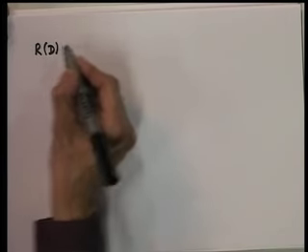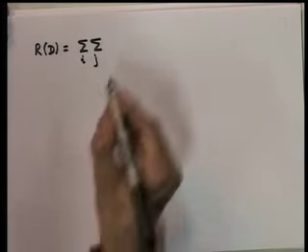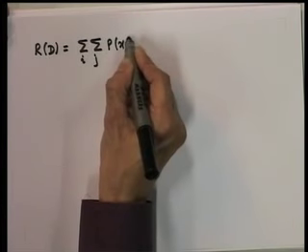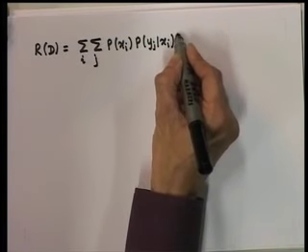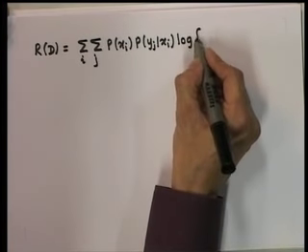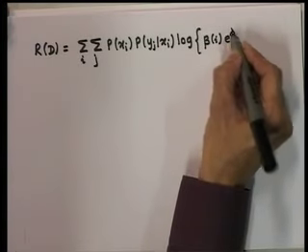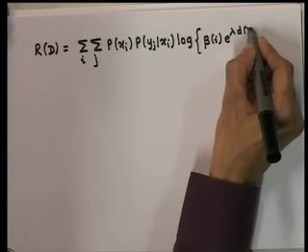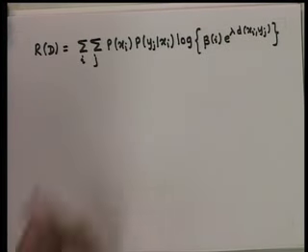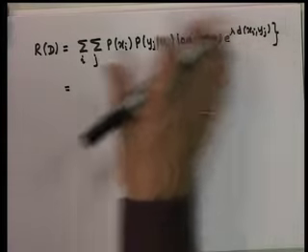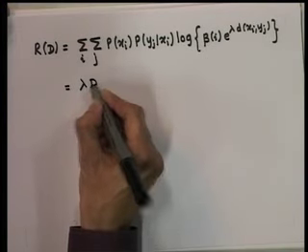R(D) is equal to double summation over i, j of p x i, p of y j given x i, log of beta i e raised to lambda d x i y j. And this can be further simplified to get the following result.